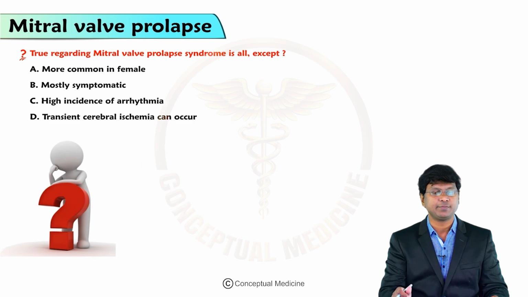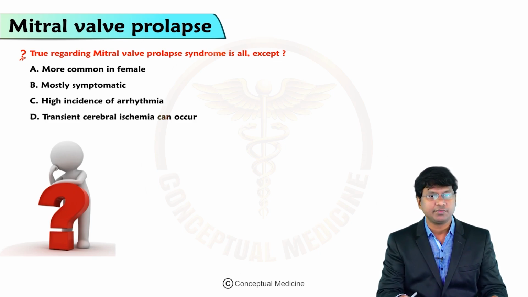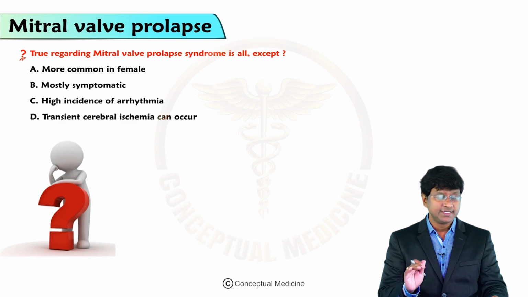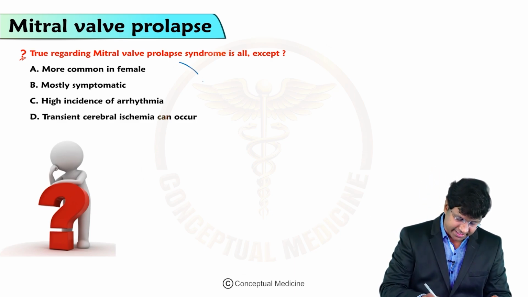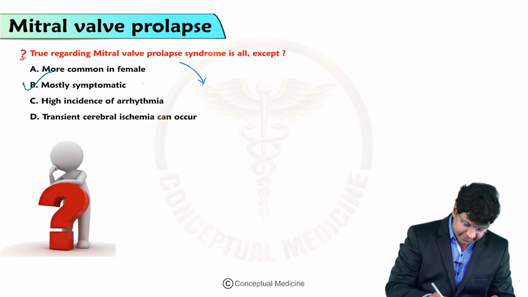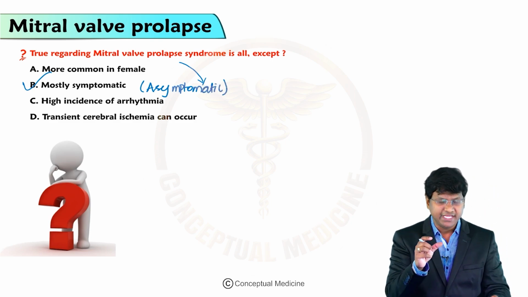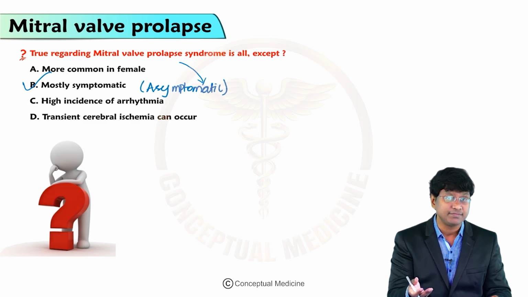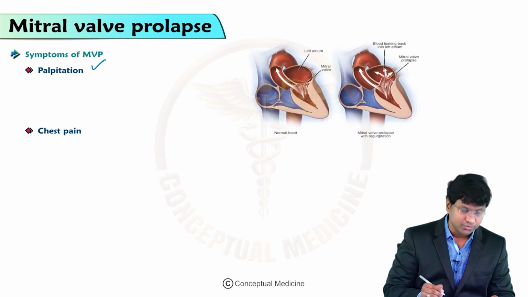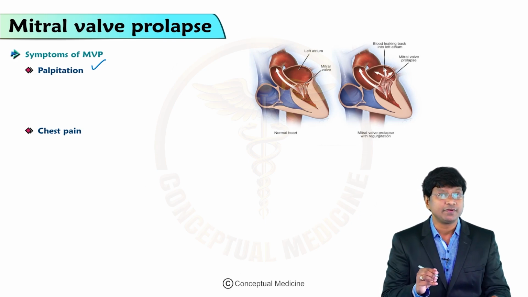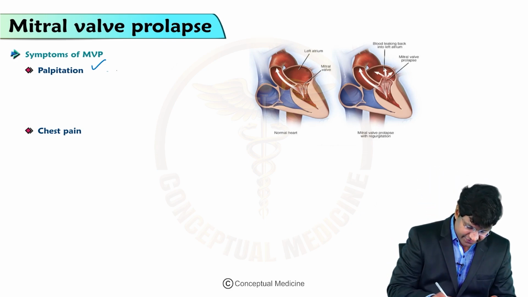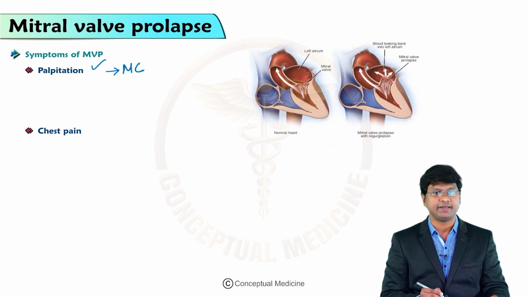True regarding mitral valve prolapse syndrome is all except: more common in females; most of these patients are symptomatic; high incidence of arrhythmias; transient cerebral ischemia can occur. Okay. Let me tell you, most of these patients with mitral valve prolapse are asymptomatic. But in a few individuals who develop symptoms, these include palpitations. So the most common symptom, if the individual is symptomatic, will be palpitations.